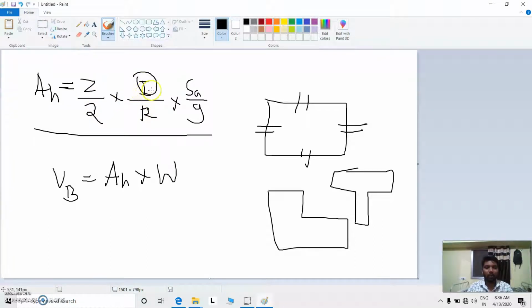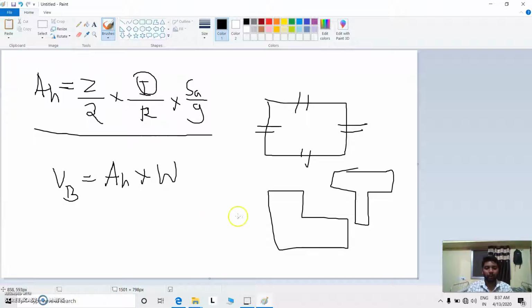So here, what is I? I is the importance factor: 1.5, 1.2 and 1. Similarly, with respect to the factor value in which our structure is lying in that reference, we have to consider the I value.